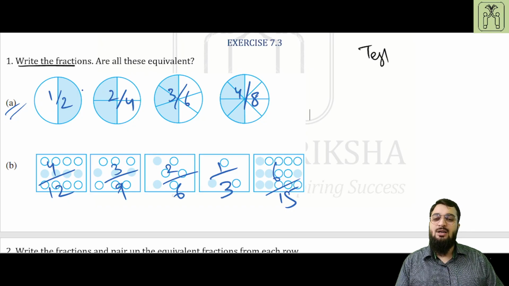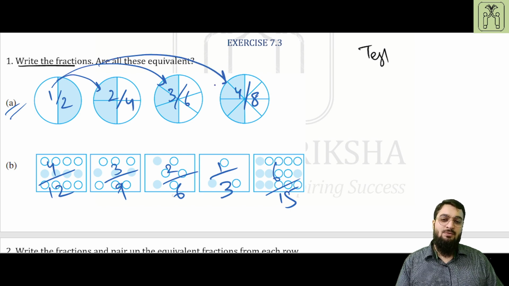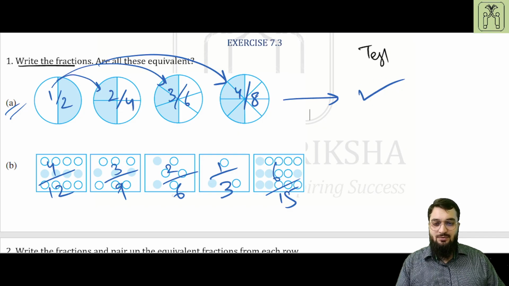written down, and now we need to see if they are equivalent. So 1 upon 2, if we multiply it by 2, you will see that we get 2 upon 4. If we multiply by 3, we get 3 upon 6, and if we multiply by 4, we get 4 upon 8. Therefore, yes, they are equivalent fractions.